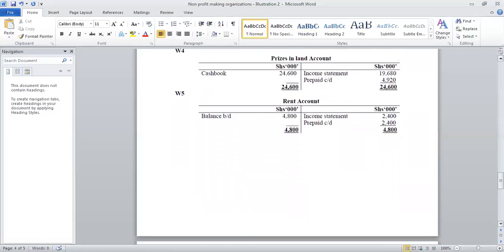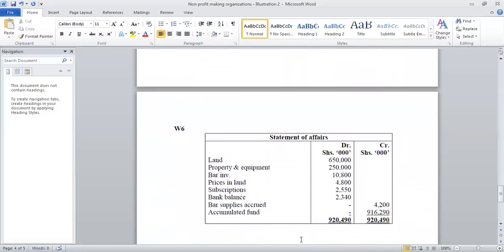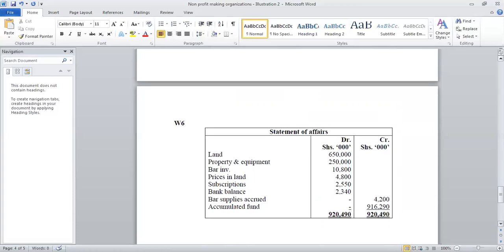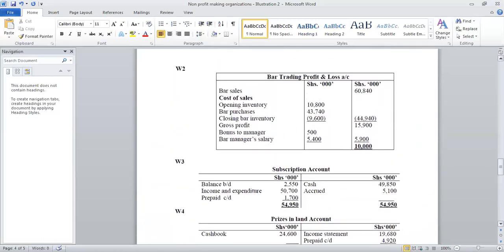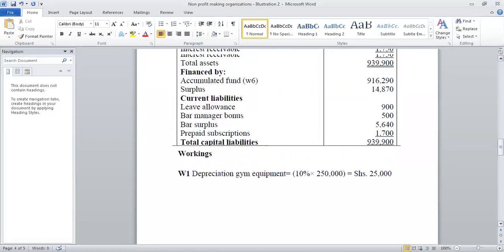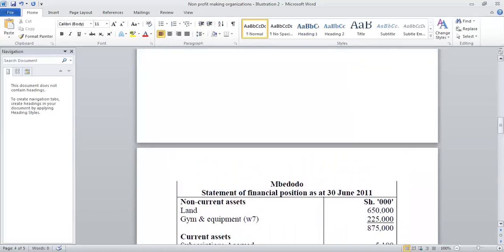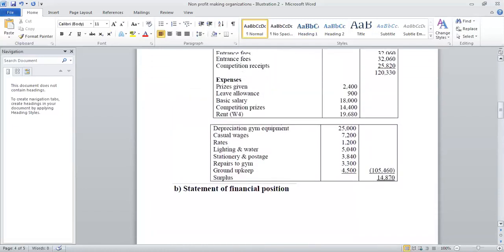Another adjustment that we are supposed to make is on determining the accumulated fund. And in determining the accumulated fund, we prepare a statement of affairs whereby we have the assets minus the liabilities. These assets minus the liabilities will give you capital, which is the same as accumulated fund when it comes to the non-profit making organization, which is actually this figure. And that becomes the end of the adjustment. After having done the adjustment, your work now becomes very simple in preparing the 2 statements, the income and expenditure statement, and the statement of financial position or the balance sheet.